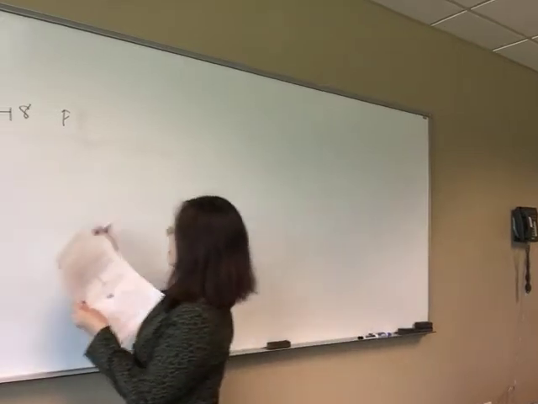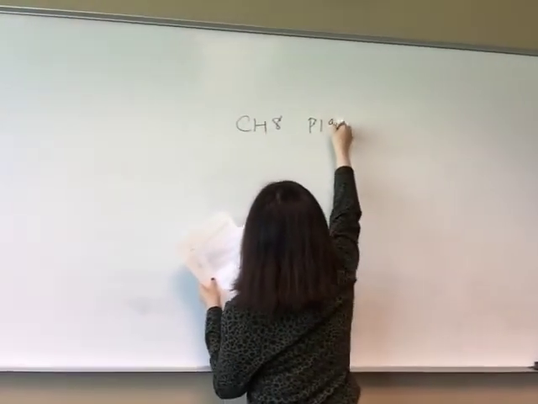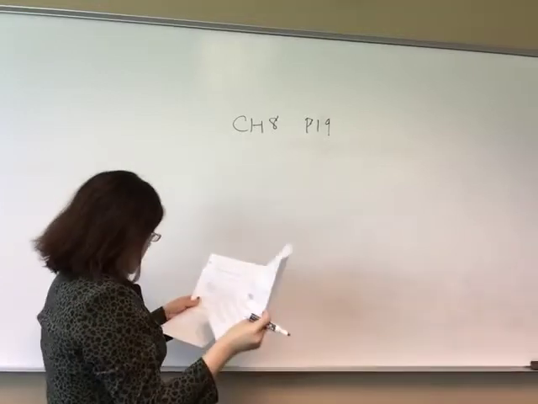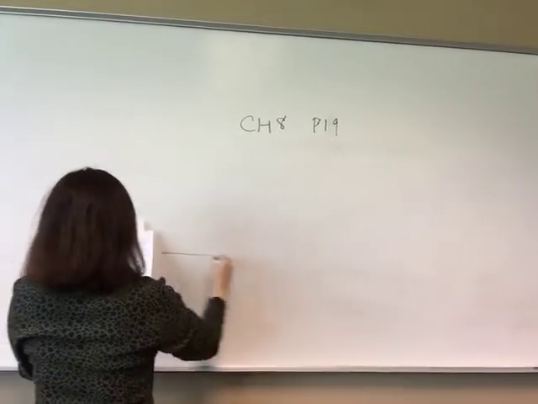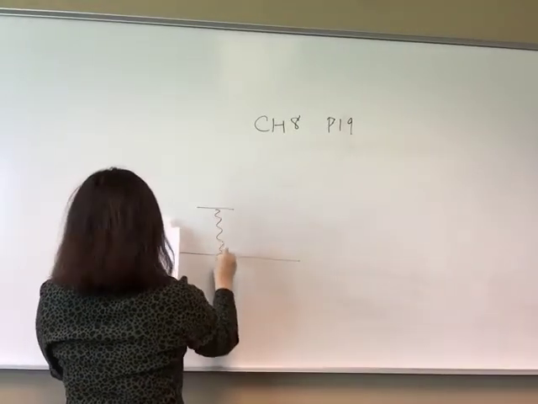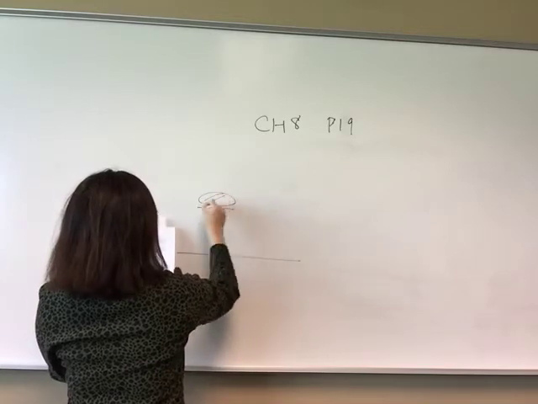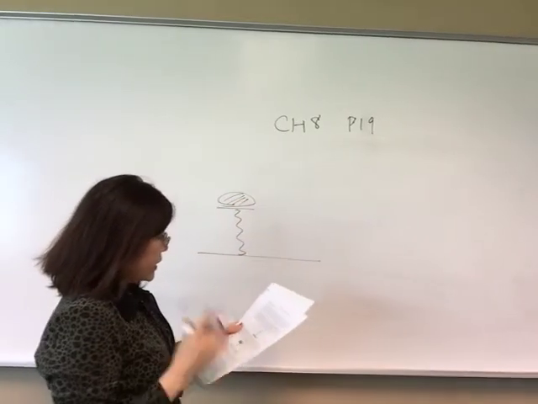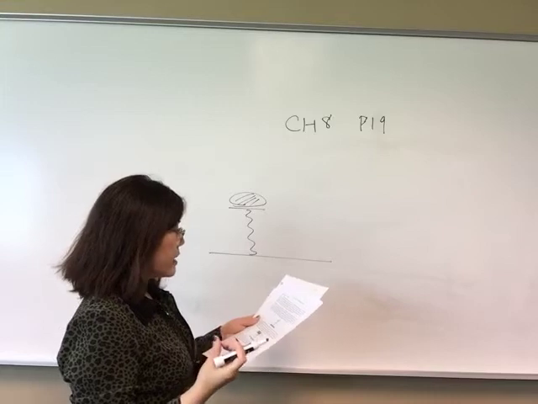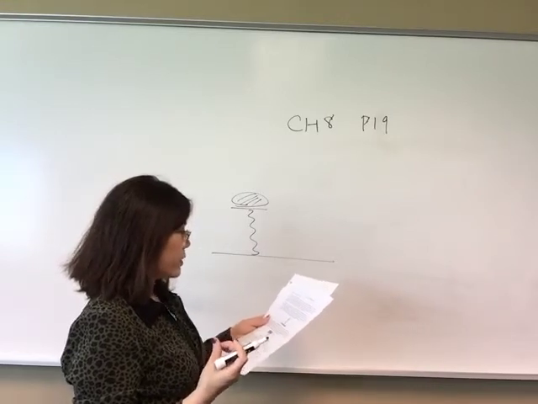All right, 19. Let's see. The diagram. So this is the diagram. We have a stone. In this figure, it shows an 8 kilogram stone at rest on the spring.